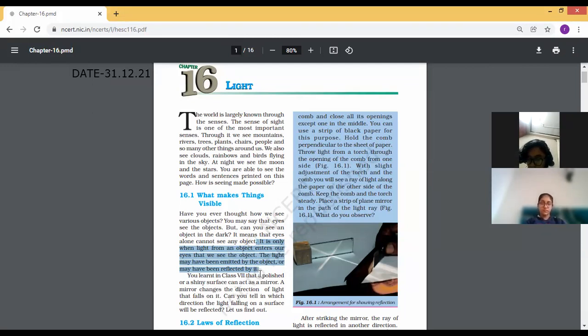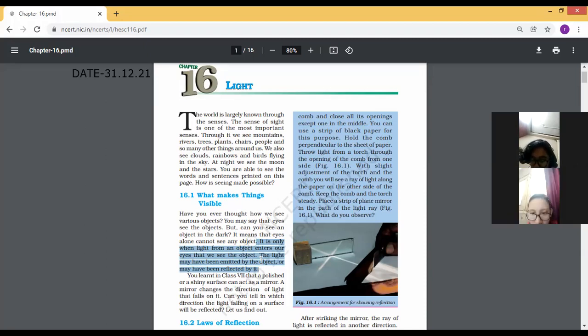I think you have got the answer to the question, what makes a thing visible? It is only when light from an object enters our eyes that we are able to see the object. It does not matter whether the light is emitted by the object or reflected by the object. Either reflection or emission can be there.